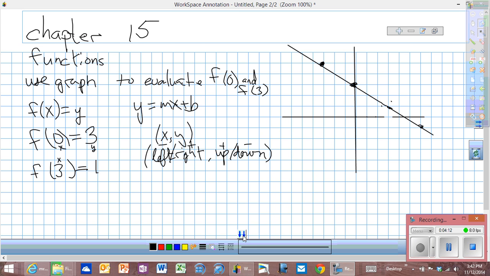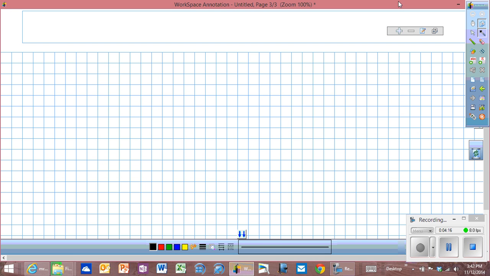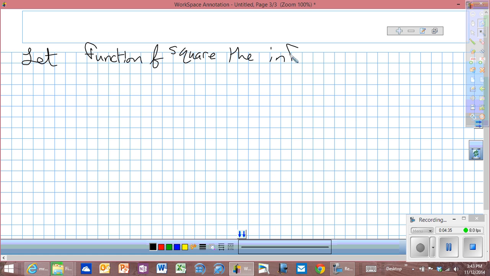Then I'll go to question 2. Oh, whoops, that's not the page I want. This is the button I want. So question 2, let me write it down. It says, let function f, where f is just the name of it, square the input. Sorry, I can't write in a straight line. Square the input x.